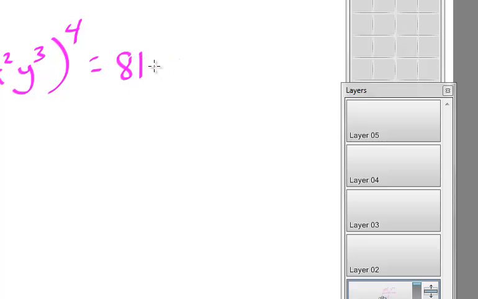81. Then it's going to be x to the what power? Blurt it out if you know it, people. 8, good job. And then y to the 12. And that's basically the rule of power to a power.